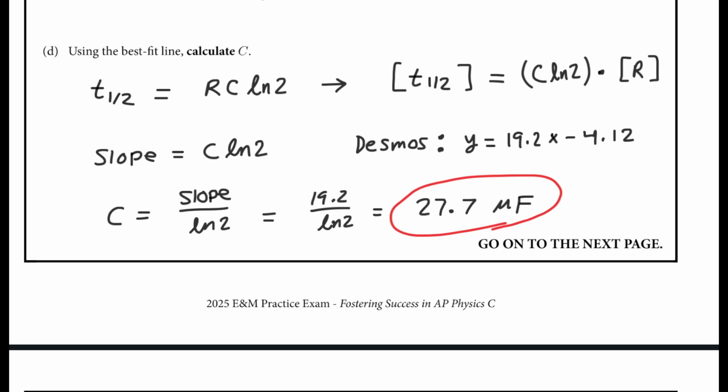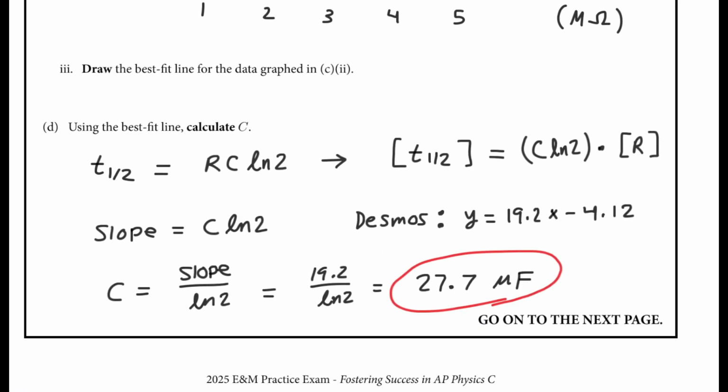So for your 2 points on this, you get 1 point for attempting to relate the slope to the equation tau equals RC. So for attempting to relate the half time to tau, you get 1 point, and you get another point for a reasonably correct final answer. So approximately in the high 20s of microfarads. That's out of 2. And a correct answer does have units.